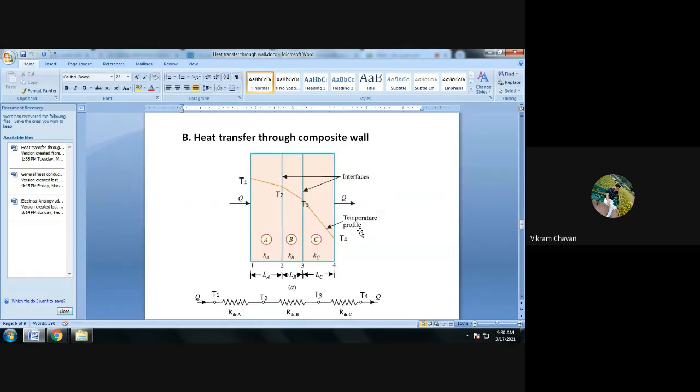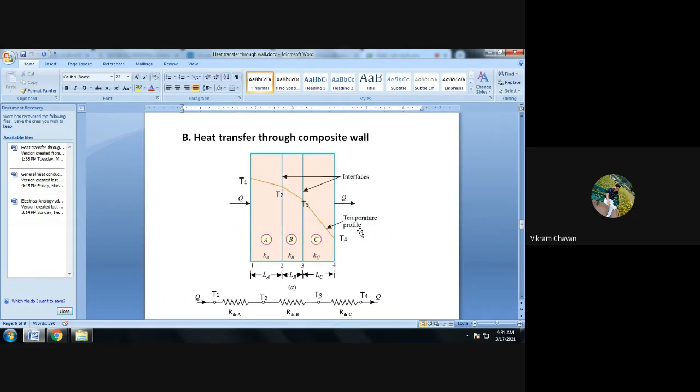Now, where these composite walls are used is important, and why they are used is also important. So first we have to discuss the applications of the composite wall. The first one is cold storage. The second is furnaces, which are used in industries. And the third is petrochemical tanks, where these composite walls are used.